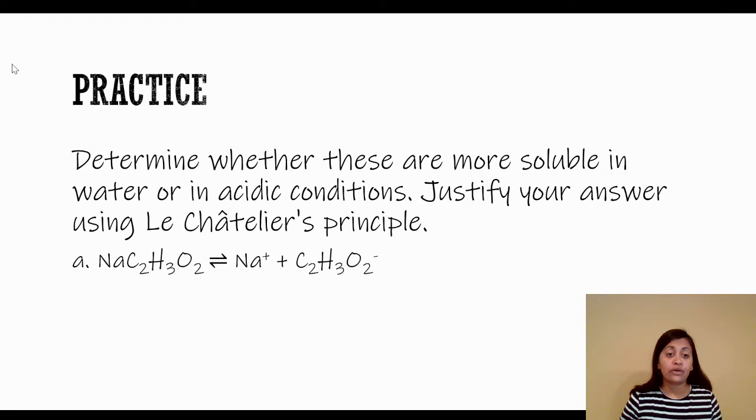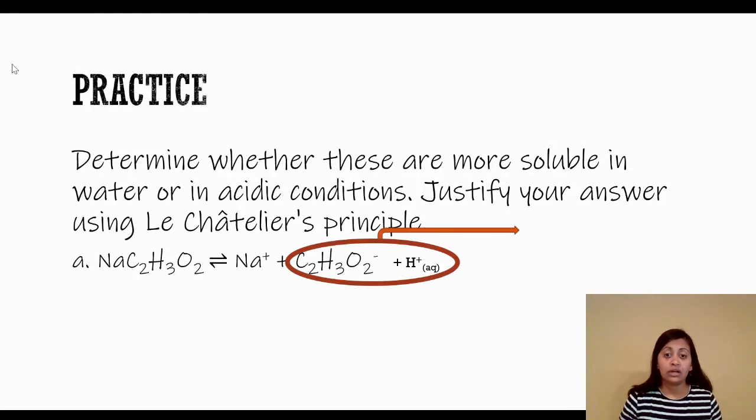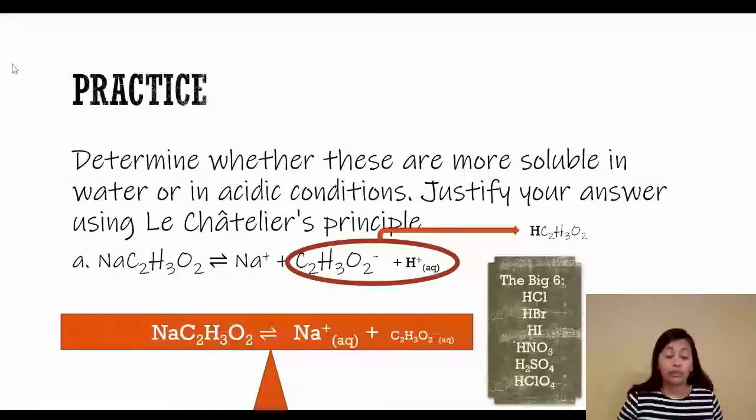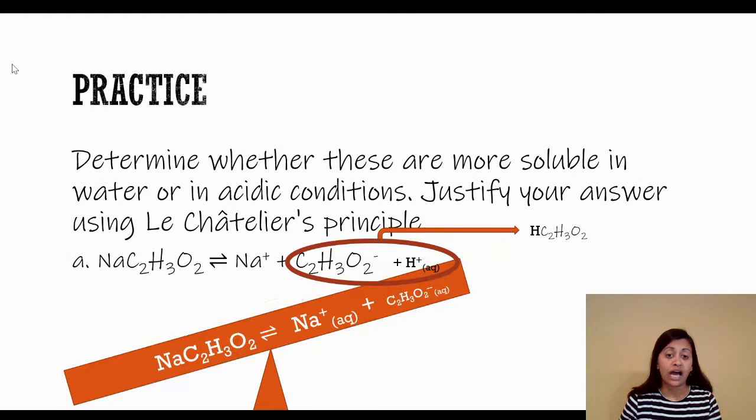Here we have sodium acetate. Those of you that like salt and vinegar chips, that's the vinegar that you taste. That's the sodium acetate. So we know it breaks up into Na plus and the acetate ion. When we add an acid to it, we're adding the H plus, and so we see that these two will combine, and they're not part of the big six, meaning that they are going to be a weak acid. So we're going to see HC2H3O2 in here. So when we think about our equilibrium and our seesaw, we're going to take up some of that acetate ion. When we do that, we see that our equilibrium will shift towards the right-hand side.